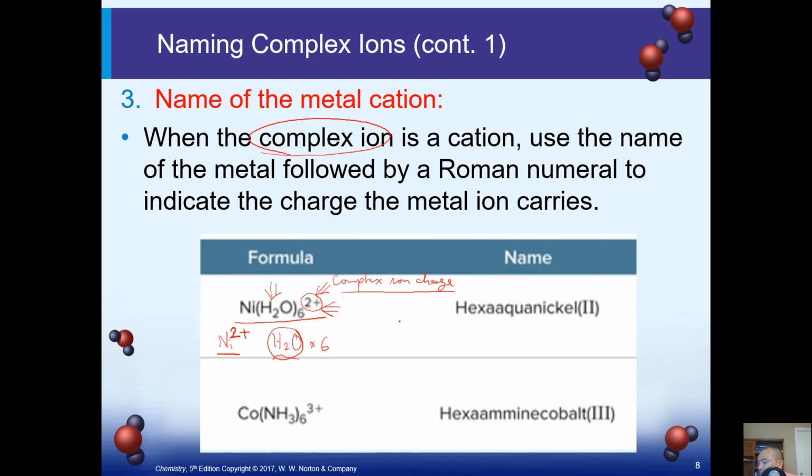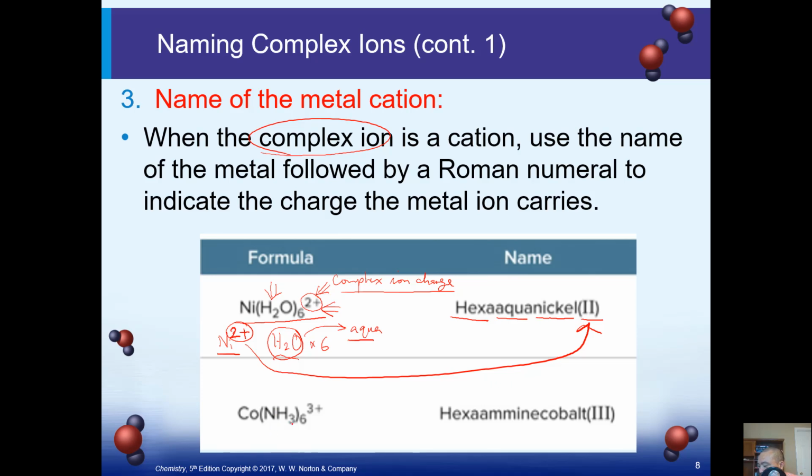And let's put this together. We only have one type of ligand here, and this is water. In the complex ion, we call this aqua. And you have 6 of them, so we have hexaaqua. And then we name the nickel metal ion, and we do know nickel carries 2+, which is this charge. That's why we call this hexaaquanickel(II). Let's look at the next example.